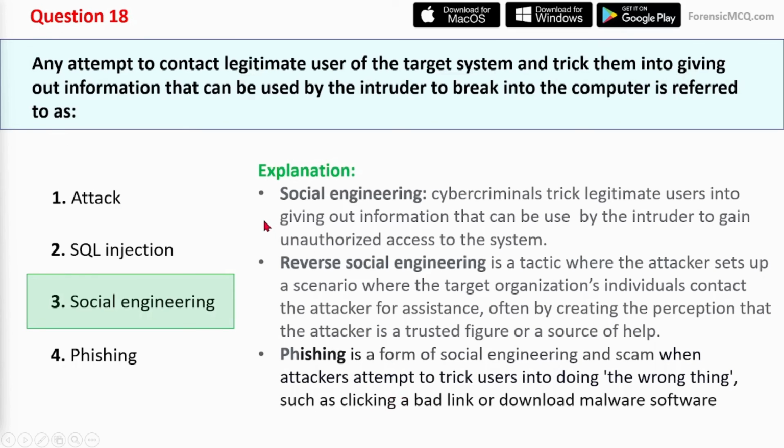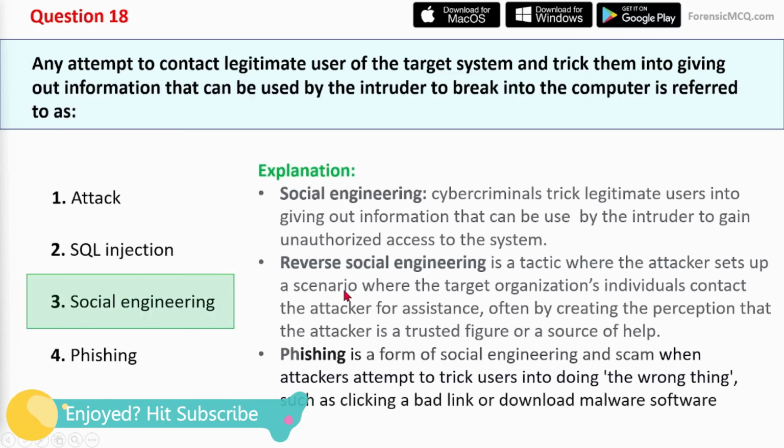So social engineering is a broad topic in which phishing also comes, and it might be confusing. So let's revise it. Social engineering is a broad topic in which phishing is also a social engineering, in which the cyber criminals trick users to give information. And reverse social engineering is in which the user itself reaches the cyber criminal and gives their information. So this is the major difference.